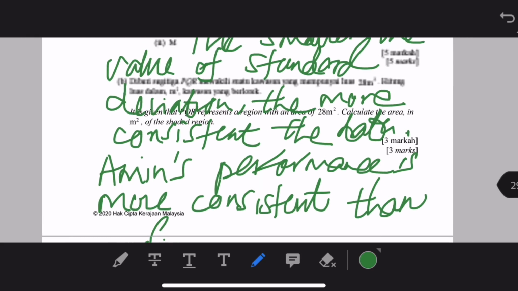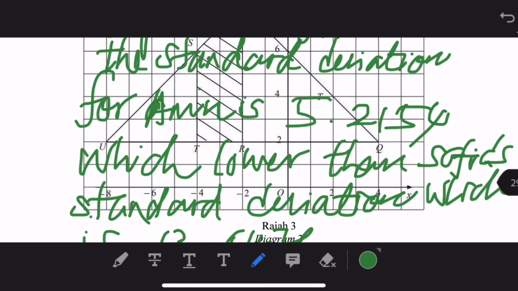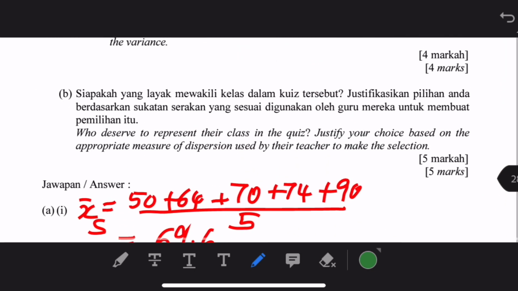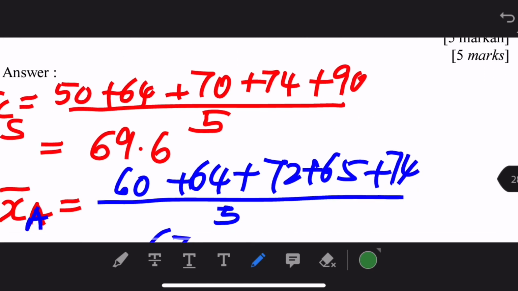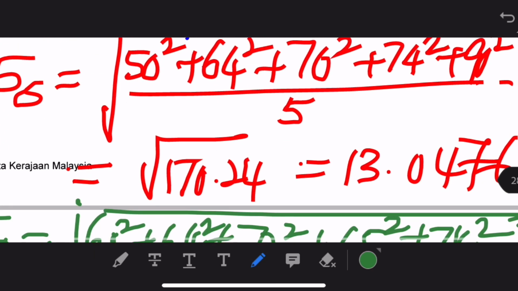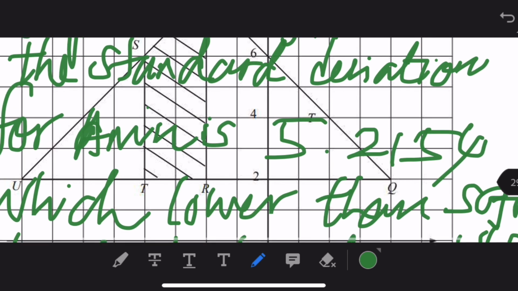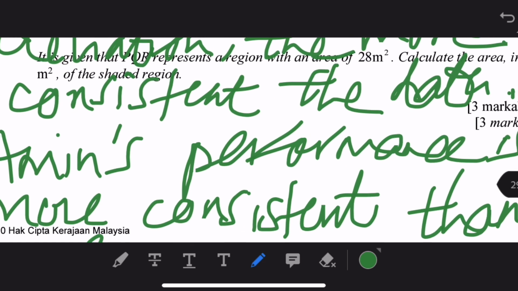So that is how you answer a question involving standard deviation. For the teachers to choose the best candidate is based on the smaller standard deviation. Alright, so I will share with you more on section B and section C in my next video.